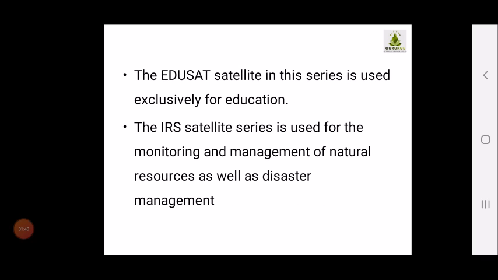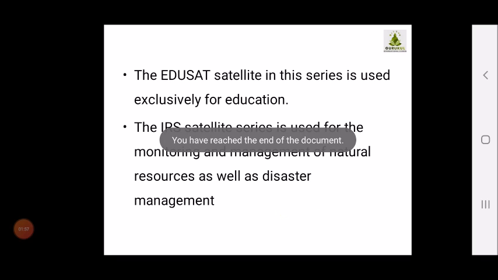The AstroSAT satellite in this series is used exclusively for education. The IRS satellite series is used for the monitoring and management of natural resources as well as disaster management. So you should know, children, that India has made tremendous progress in the field of space science, and ISRO is one of the leading Indian organizations which is working in this field.